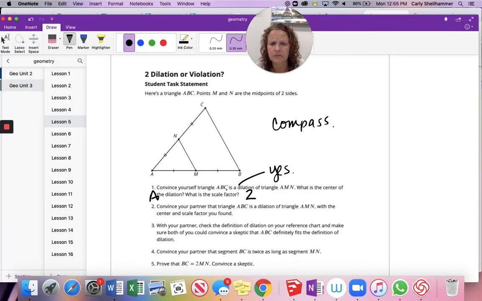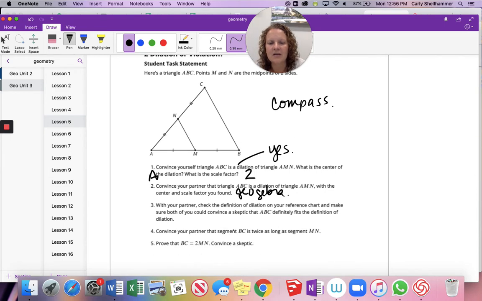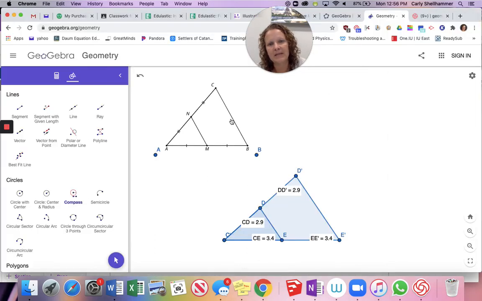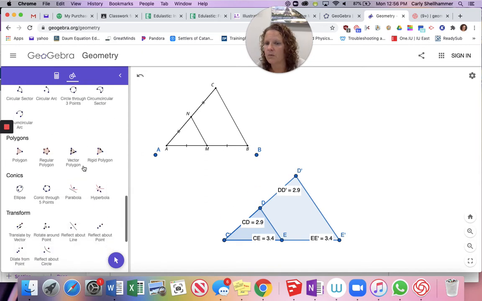Going back to here. Convince your partner that triangle ABC is a dilation of AMN with the center and scale factor we found. We did this in GeoGebra just fine. With your partner, check the definition of dilation on your reference chart and make sure you both could convince a skeptic that it is definitely a dilation. It is. We constructed it that way. Now convince your partner that segment BC is twice as long as MN. Let's go do that. It looks like it, but I'm not really sure, and I hate to do things by it looks like it because we know that doesn't work. So I'm going to measure it, and again, we could use our compass.